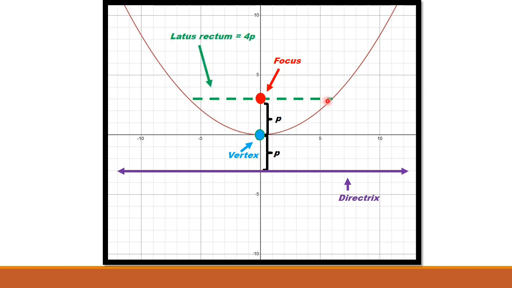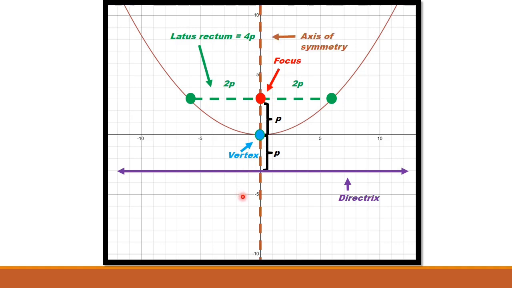This is the latus rectum. It is the focal width of the parabola. It is a line segment passing through the focus and perpendicular to the axis of symmetry. Its length is 4p and has both endpoints on the parabola. This half is 2p. Also, this half is 2p.